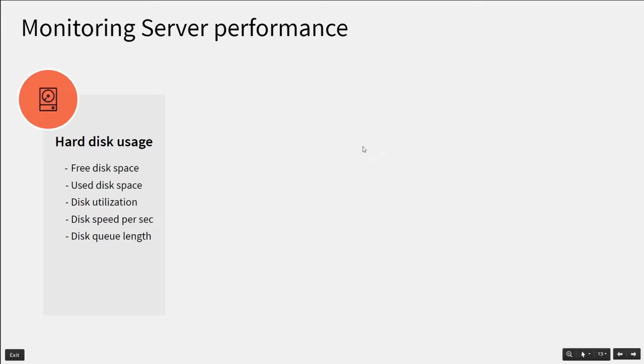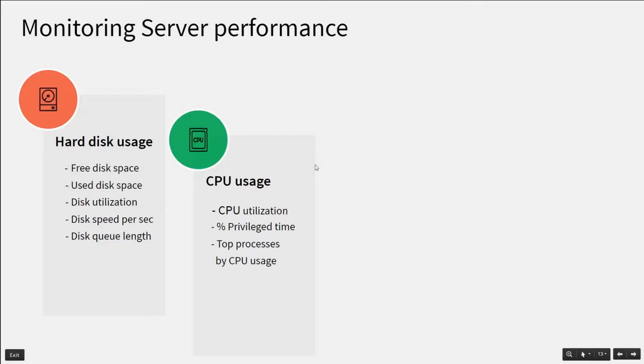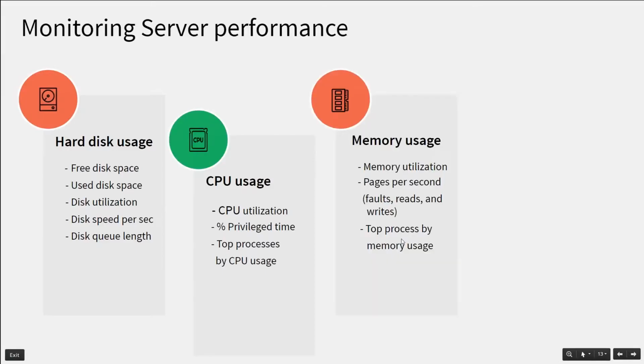So from that point of view, for the hard disk you can monitor free disk space, total utilization of the disk, disk speed, or queue length. For CPU, you have utilization, privileged time, top processes by CPU, top processes by memory, or total memory. All these performance metrics can be monitored in OpManager. So then you would have a clear picture, as an administrator of the server, of how these devices perform.